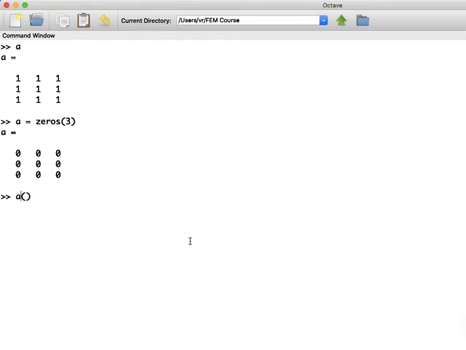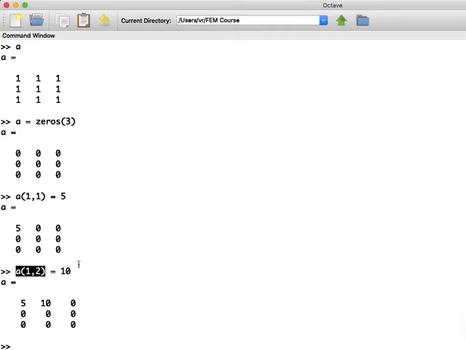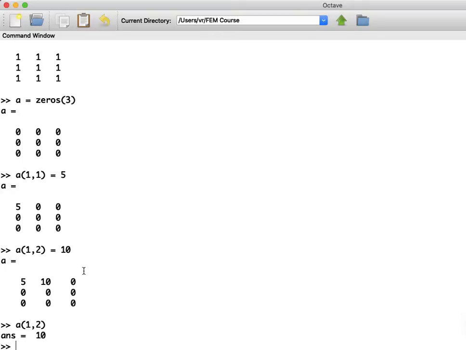Now let us say you want the 1 comma 1 entry to be 5, and then the 1 comma 2 entry to be 10. So this is how you assign a particular entry. Whenever you are calling a particular entry in a matrix, you call it in this manner, where the first entry is the row number, second one is the column number. Okay, so now if I want to assign this to something, I just simply say this and then it gives me the particular value.